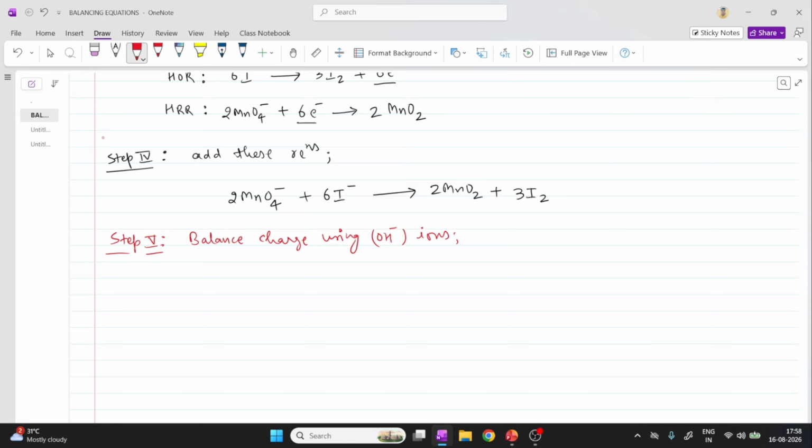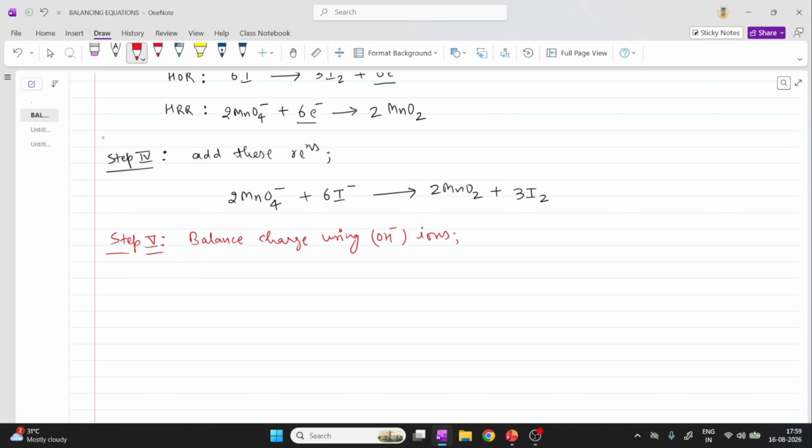Fine. So first calculate total charge. This 2MnO4 minus: MnO4 minus means minus 1, multiplied by this 2, so minus 2, and this is minus 1 again multiplied by 6, so minus 6. Minus 6 minus 2, total charge minus 8. The right side is neutral, there is no plus or minus. So we have only minus 8 charge on the left hand side, the reactant side.